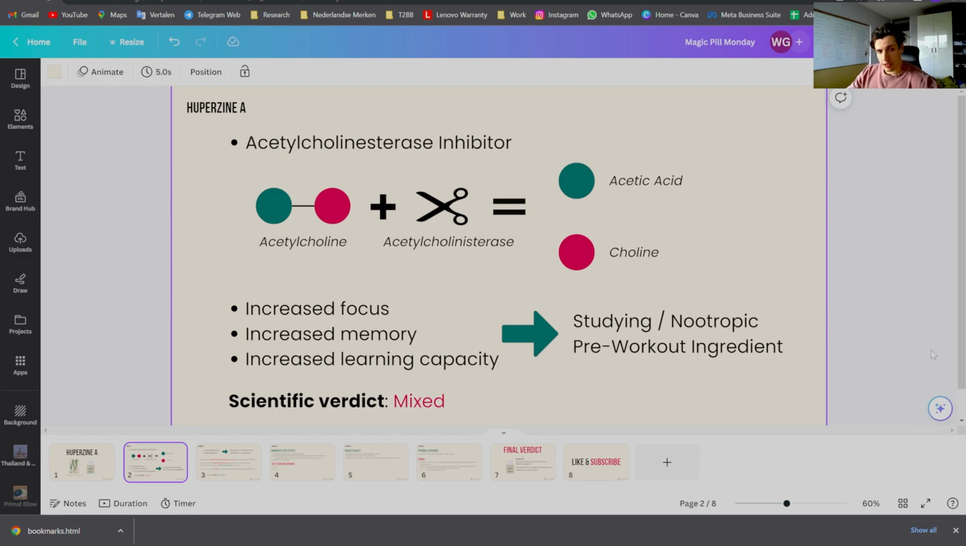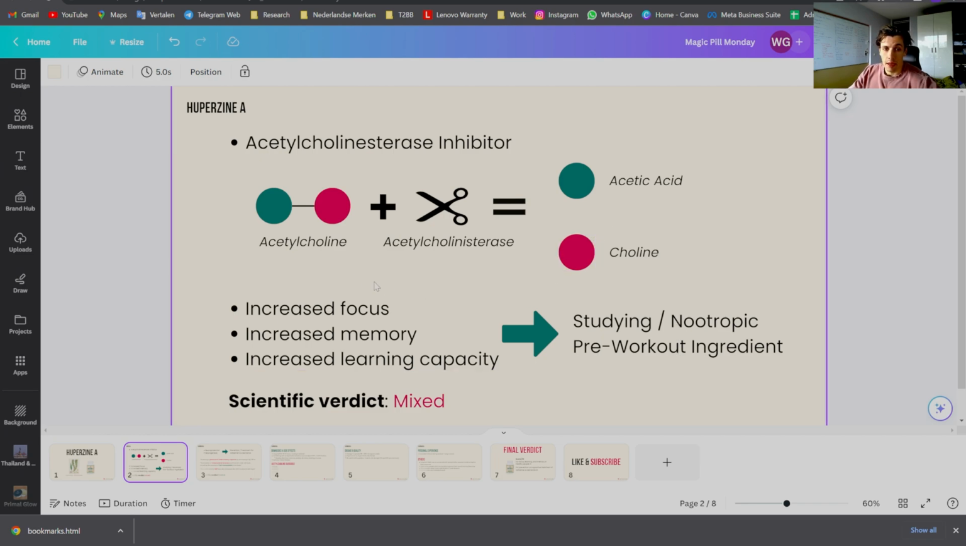Now, how does it do this? Well, in the brain, we have a neuromodulator called acetylcholine. This neuromodulator is involved in many of the processes around focus, memory, and learning capacity. There's also an enzyme in the brain called acetylcholinesterase. And this enzyme will basically cut up this acetylcholine molecule into smaller pieces, and therefore it loses its effectiveness as acetylcholine.